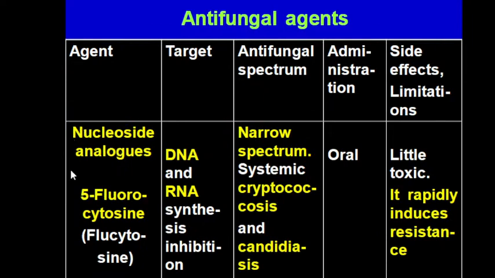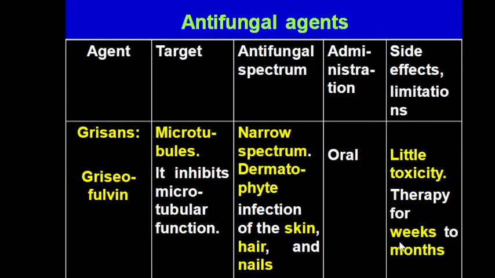Then we also may use nucleoside analogs, and an example is 5-fluorocytosine. It interferes with DNA or RNA synthesis, inhibiting it. They are usually narrow spectrum, but they are effective against Cryptococcus neoformans in systemic cryptococcosis and in candidiasis. They are not so toxic, but resistance is produced very quickly. Then we have griseofulvin, which interferes with the production and function of microtubules. It is of narrow spectrum and used against dermatophytes only. It is not highly toxic, but the therapy may take from weeks to months.